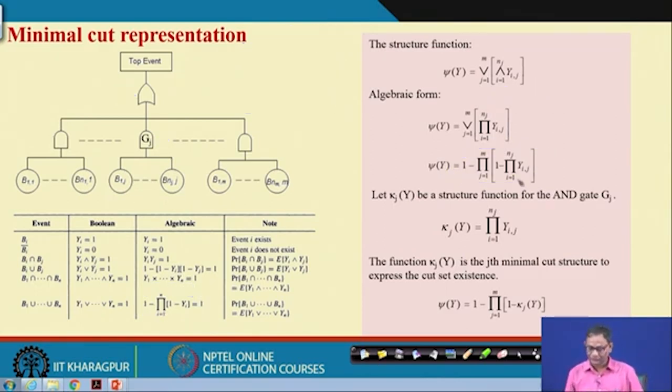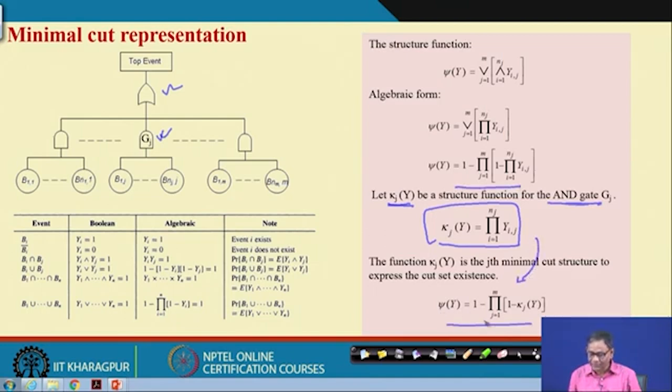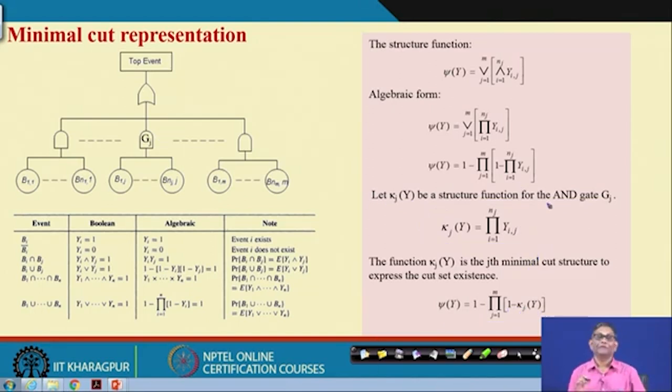Now, in order to get rid of this clumsy equation, we will put in a structure function k j y for the AND gate. For this gate, you know that an AND gate means intersection. So, k j y is denoted like this. How many inputs? n j inputs, so i equal to 1 to n j, y i j. So, this is basically the structure function for the AND gate. Then this equation will be changed to 1 minus the product over j equal to 1 to m of 1 minus k j y. Okay, so this is your structure function representation for the minimal cut set representation of a fault tree.